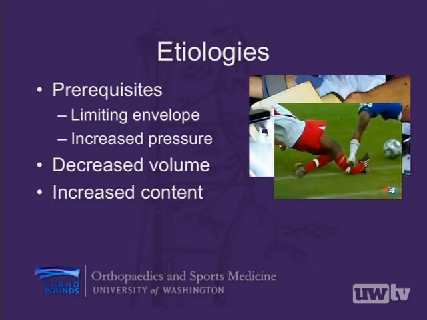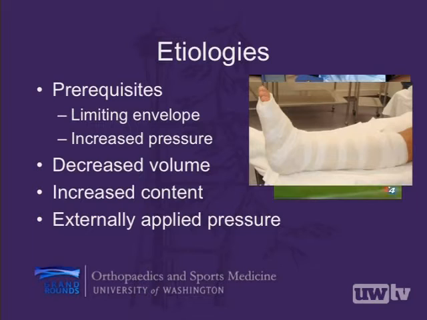Second, increased content of a compartment. This is by far the most common. Fracture causing swelling in the compartment, vascular permeability as you see in burns, cellular damage and crush injury, fluid extravasation, hematoma formation. And thirdly, externally applied pressure in the form of casts, splints, positioning aids intraoperatively, or someone who's found down on an extremity.